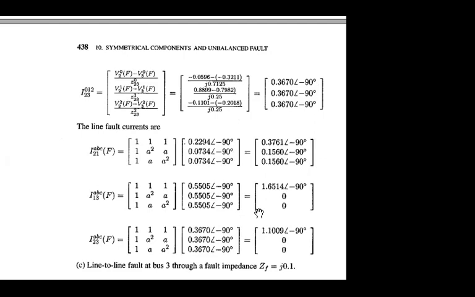Now, if it is okay, we can move to the other fault, the line to line fault. The process is the same. You have to do the same job for different faults. We can just check whether that satisfies the situation or not.